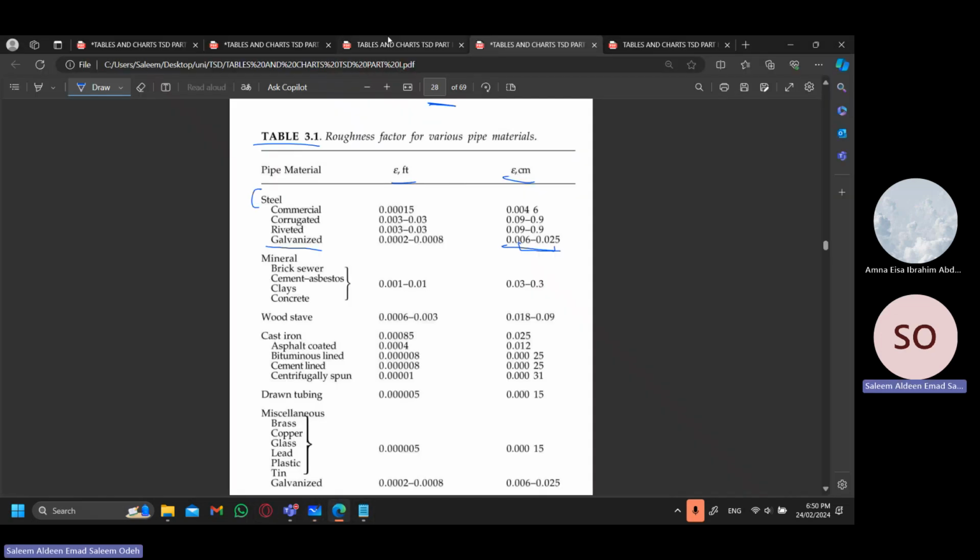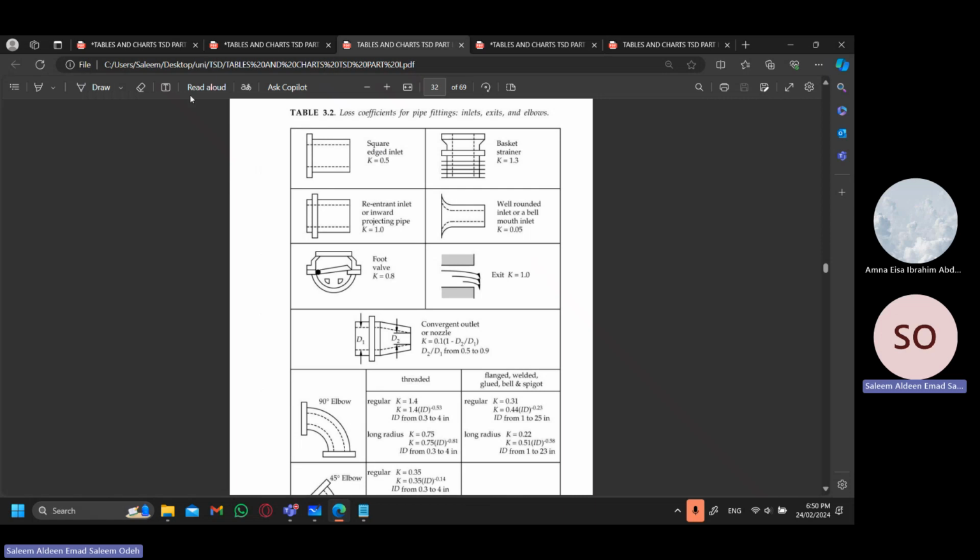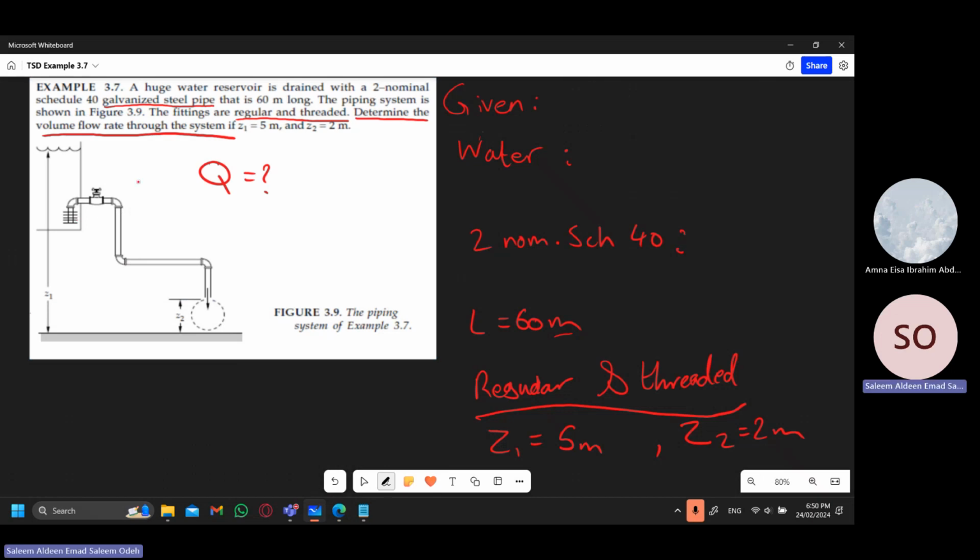So we will go over to the tables again, and we will go to table 3.2. It would be on page 32. And here you can find the K values for all the kinds of possible combinations that you can have in a piping system. Now, the question does not state as much, but in the exams, Dr. Kamil will specify exactly what this is and what this is. Now, this is a basket strainer, and this is a globe valve.